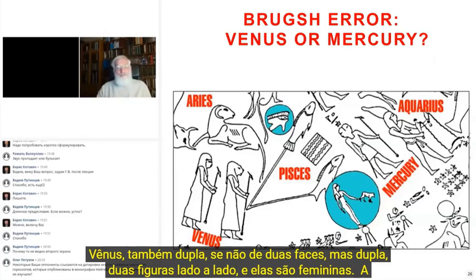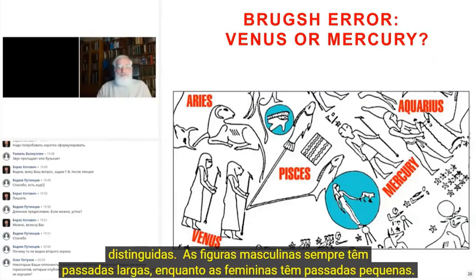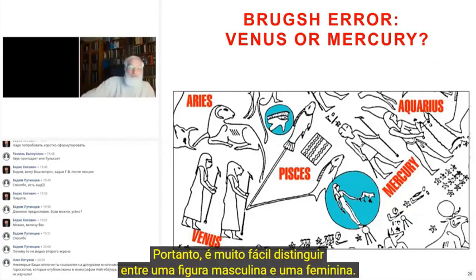and they are female. By the way, it's interesting that on Egyptian zodiacs, male and female figures are very clearly distinguished. Male figures always have a large stride, while female figures have a small stride. Therefore, it is very easy to distinguish between a male figure and a female one.